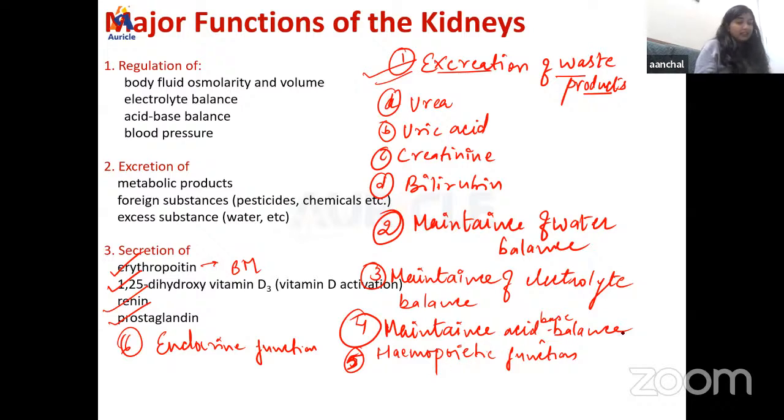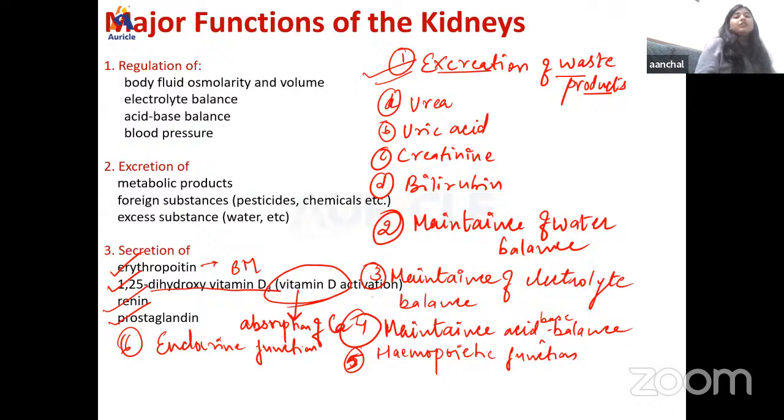Okay. Then another thing is that the kidney plays a role in the regulation of blood calcium level also. How? As we know, the kidney secretes this 1,25-dihydroxyvitamin D3, right? Basically, this is the activator of vitamin D. And vitamin D is very necessary for absorption of calcium from the intestine. So this is how the kidney also plays a very important role in regulation of blood calcium level. So this is all about the major functions of the kidney.